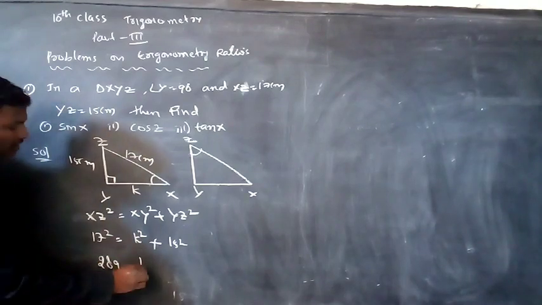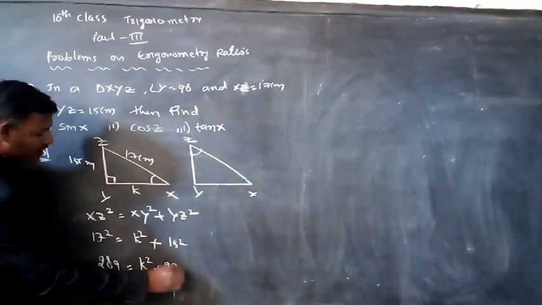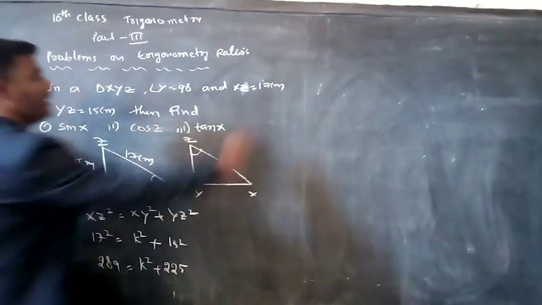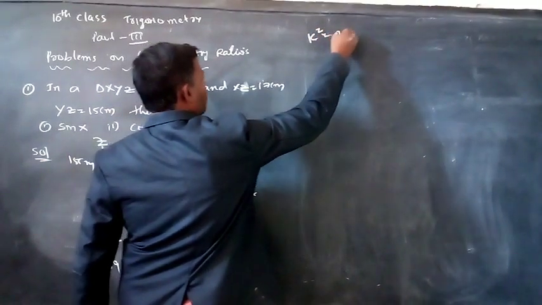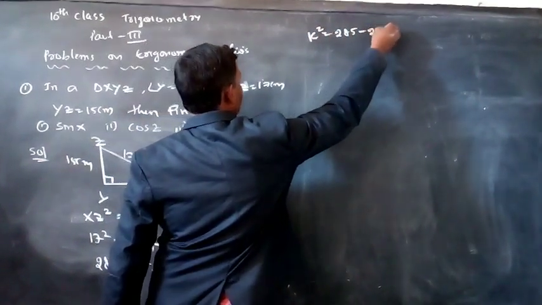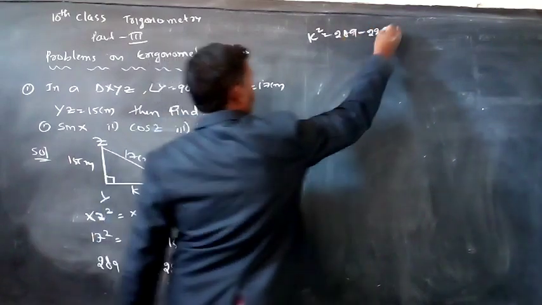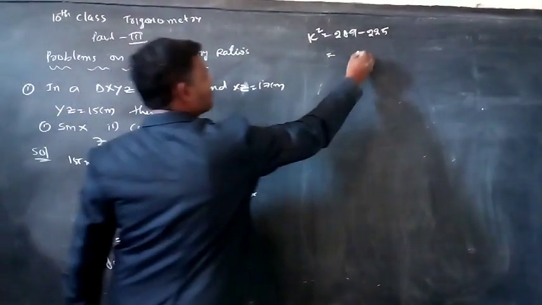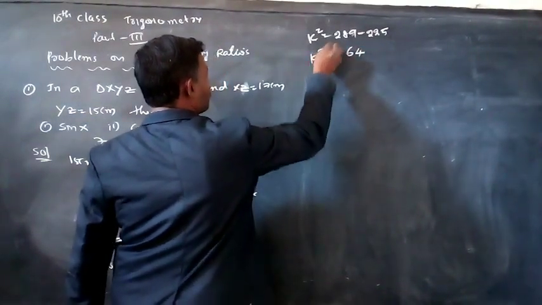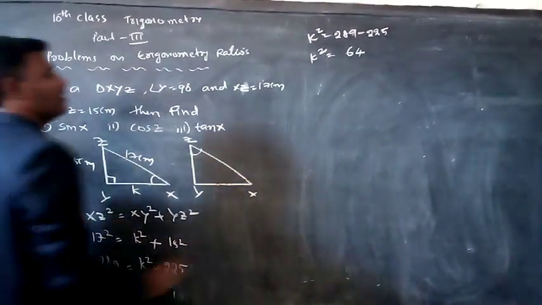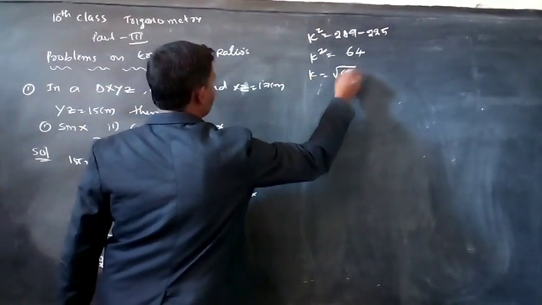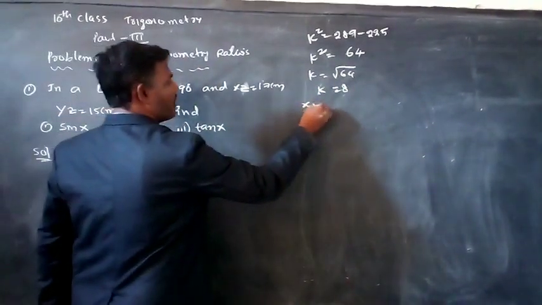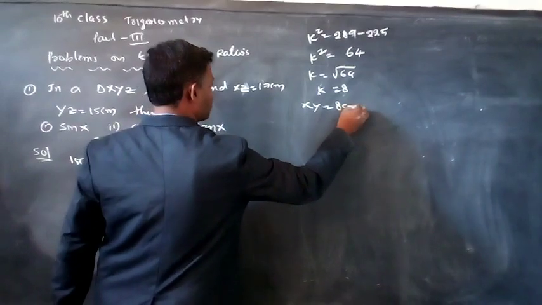289 is equal to k square plus 225. I am transposing this 225 to the left side. What happens? k square is equal to 289 minus 225. After subtracting, we will get 64. So k square is equal to 64. Nothing but k is equal to root 64, which is 8. k means the length of XY. Length of XY is equal to 8 centimeters.